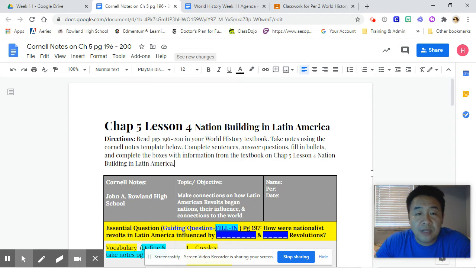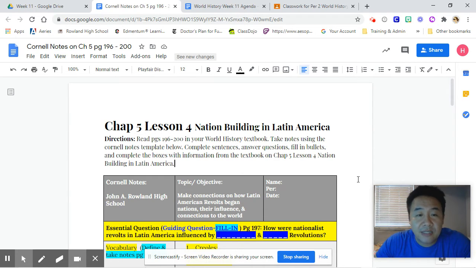So you're going to be looking at the different parts of the assignment, and you're going to complete sentences. You're going to answer questions. You're going to fill in the bullets, and then complete the boxes with information from the textbook that covers chapter 5, lesson 4.